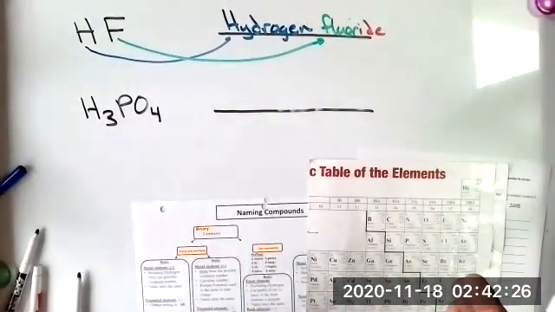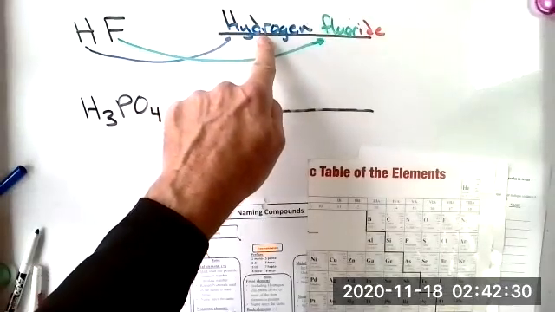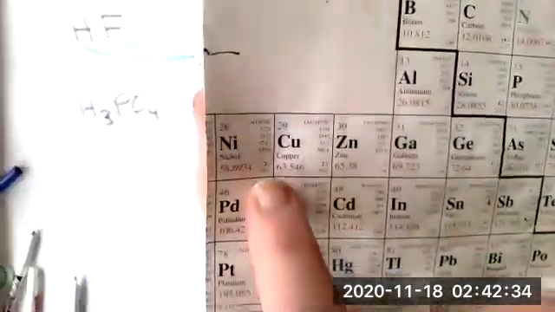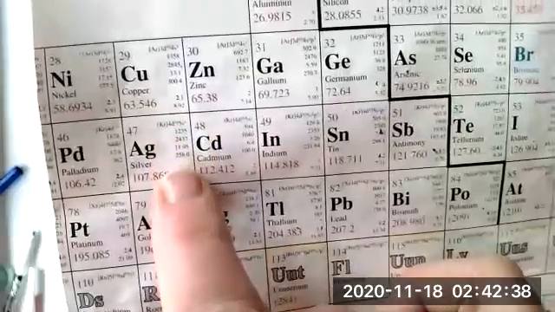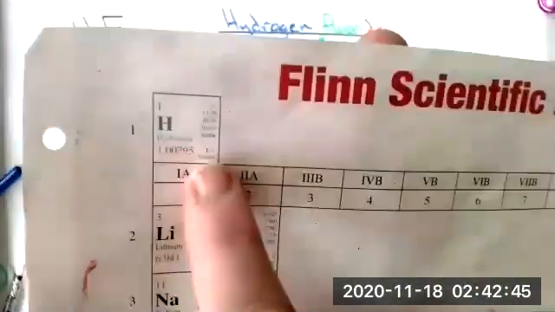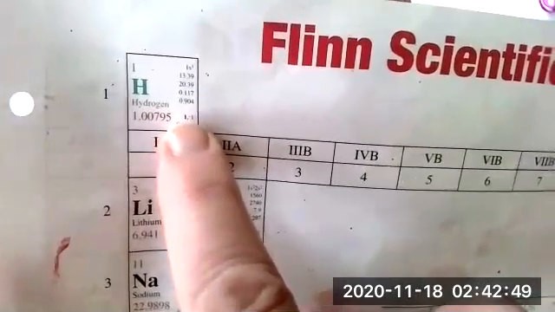That's it. Don't you ever use a Roman numeral for hydrogen. Never. Because hydrogen does not have multiple possible positive numbers. He doesn't. He just has only one possible positive number. So no Roman numeral for hydrogen ever.